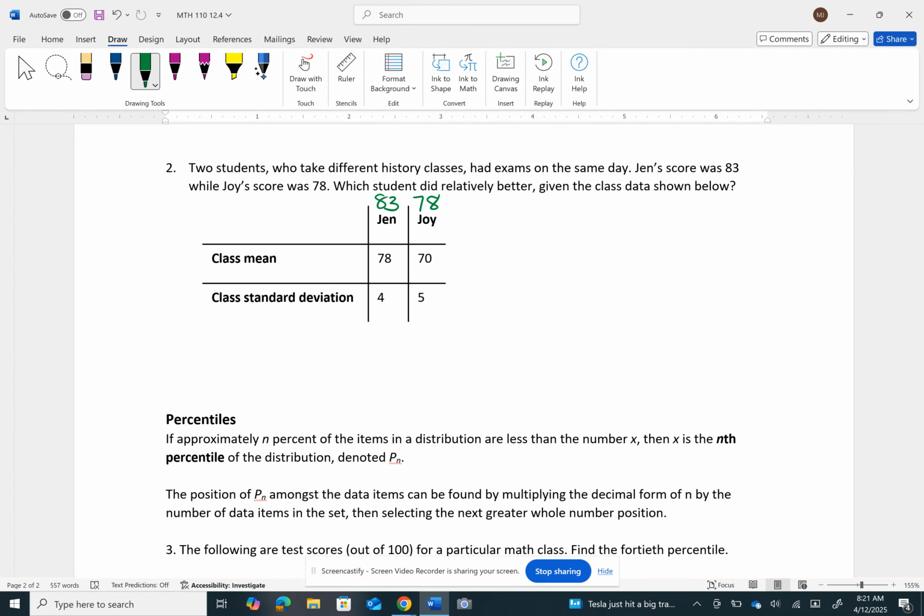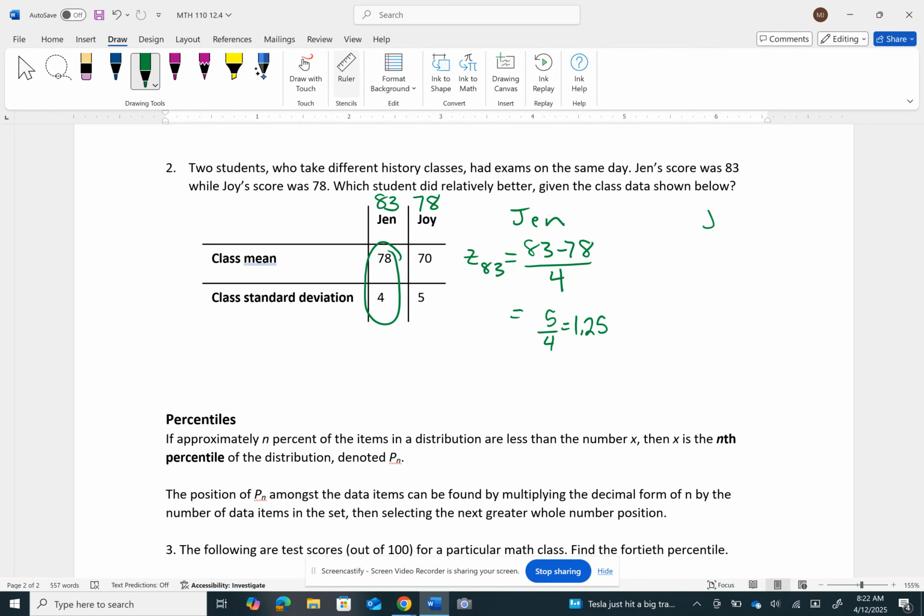All right, so let's take Jen's situation and let's get the z-score that corresponds to her raw score of 83. Sometimes you use subscripts to just keep sense of what you were doing. So the z-score corresponding to Jen's score of 83, we would need to use the data for Jen's class. So we'll take her raw score, subtract the mean, and divide it by the standard deviation for her class. Okay, so that turns out to be 5 over 4, so that turns out to be 1.25.